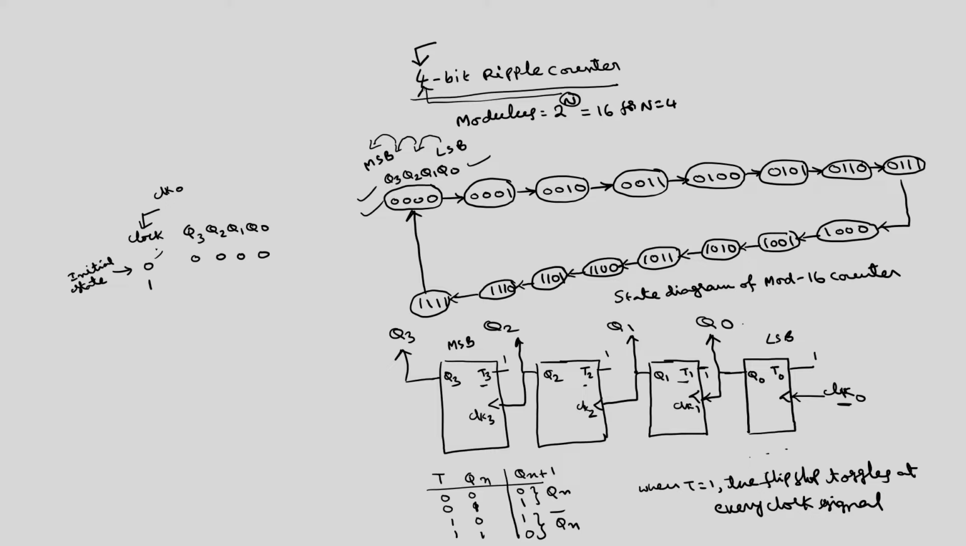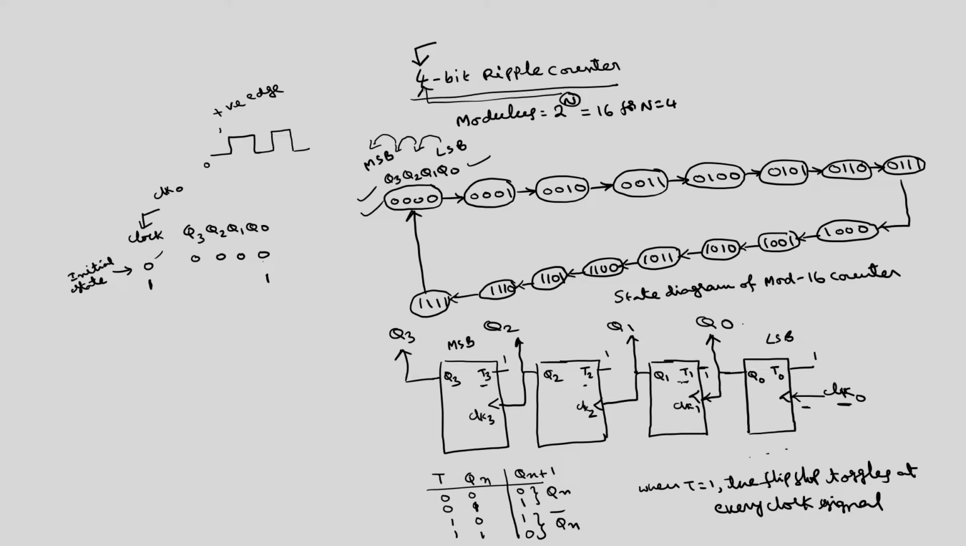Because the clock is 0, there is a 0 to 1 transition. If I take this clock signal, this logic 0 to 1 transition is a positive edge. Here I am assuming that these are all positive edges because I have not taken the bubble. So at the positive edge, Q0 changes from 0 to 1.